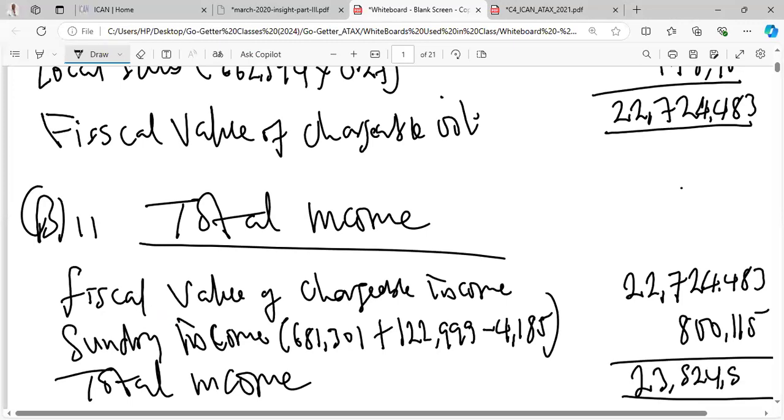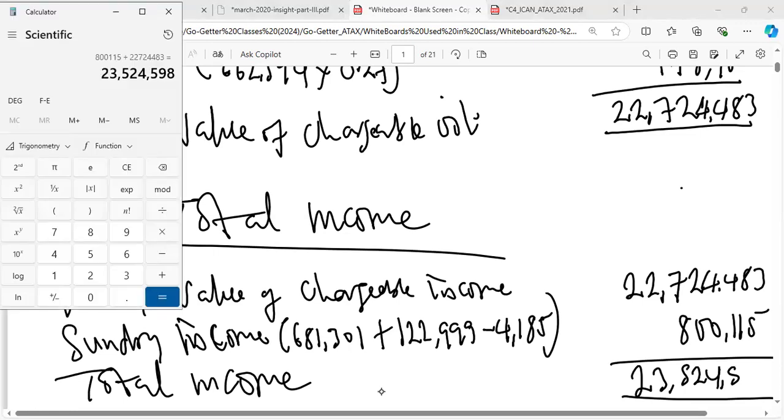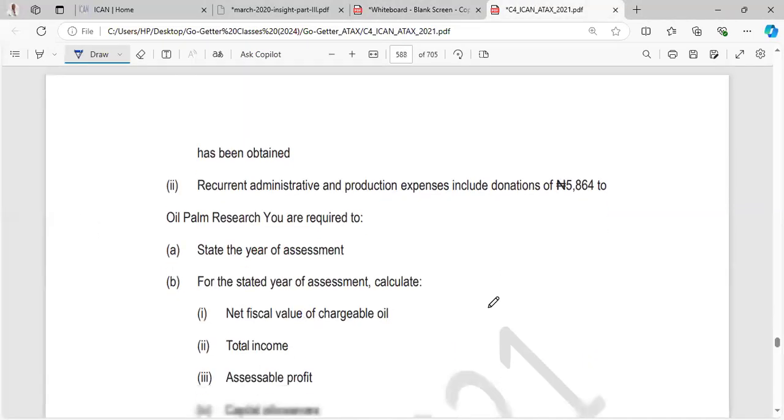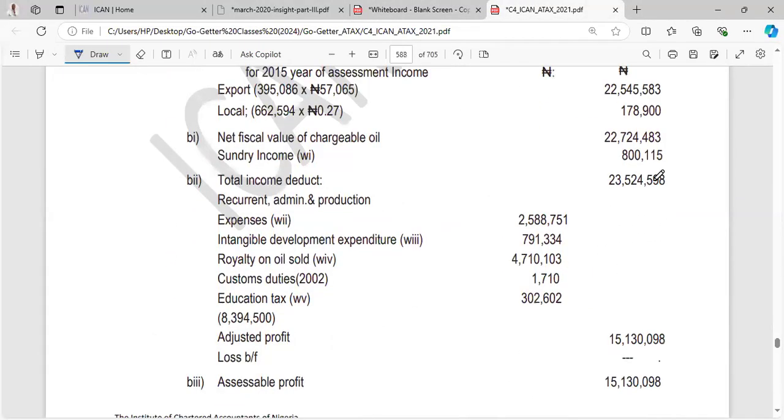I get it again, 598. All right, so let's see what the suggested solution is saying. That's the same thing. That's fine.